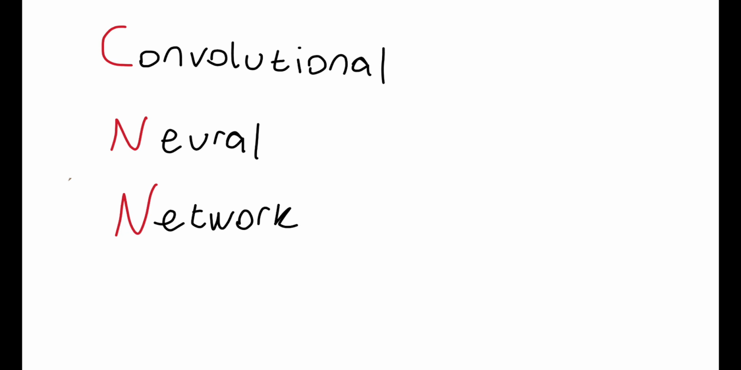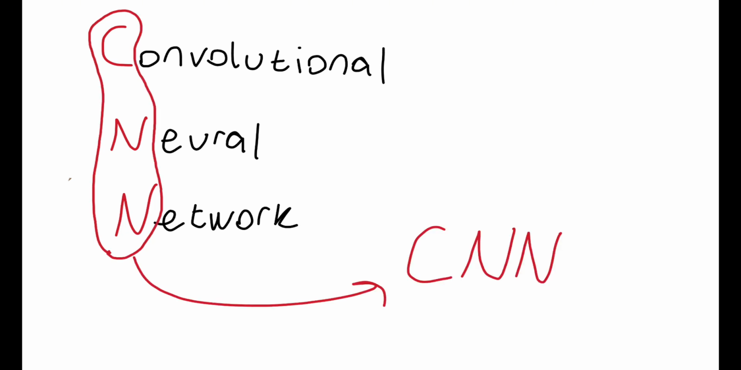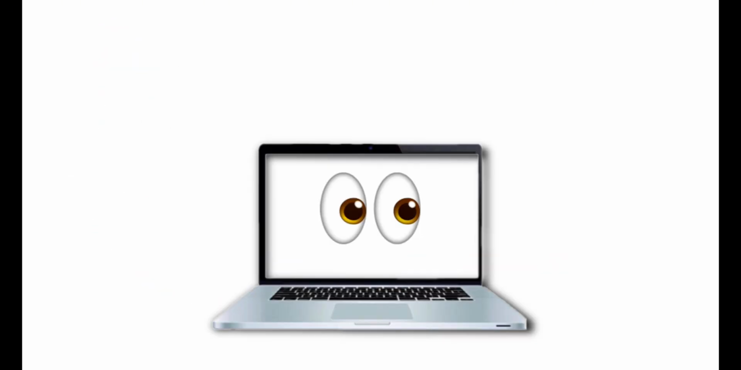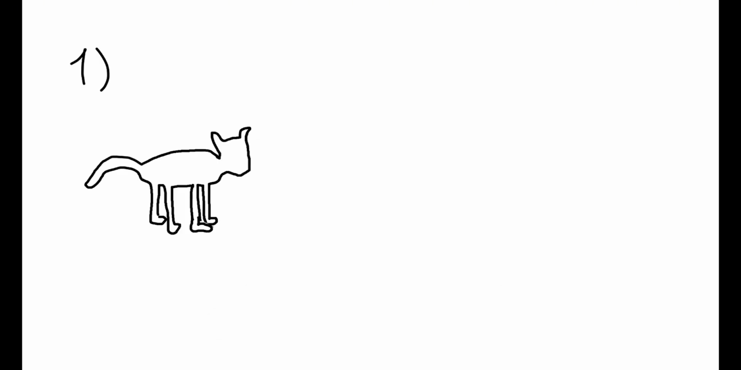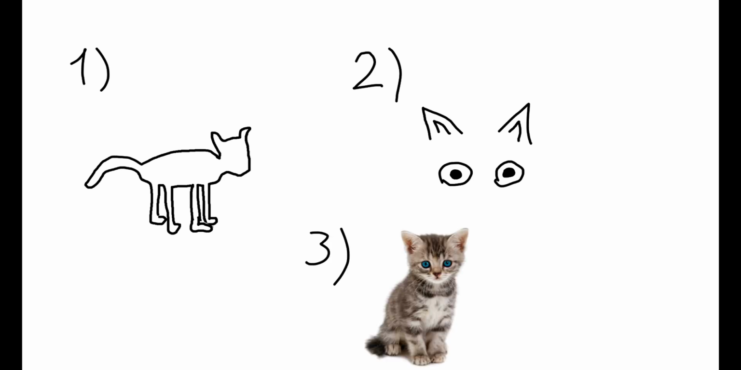Convolutional neural network, also known as the CNN. This algorithm doesn't see the cat all at once. It recognizes the cat layer by layer. The first layer only sees the edges. The second layer combines these edges to form simple shapes like eyes and ears. And the final layer combines all these shapes to say, this is a cat.